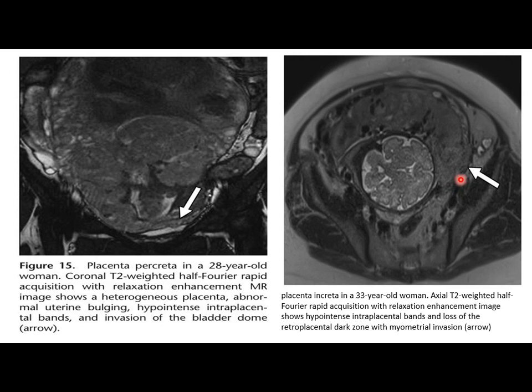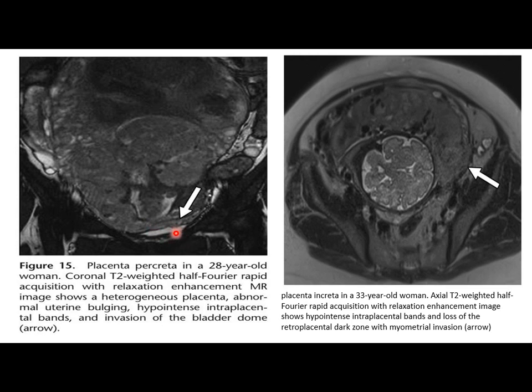Also, in abnormal placentation, the uterus becomes abnormally or asymmetrically bulging, with abnormal vascularization of the placenta and multiple dark areas within the placenta, and the vascularization is also distorted. This is placenta percreta that invades the bladder. This is the bladder, and this is invading it.